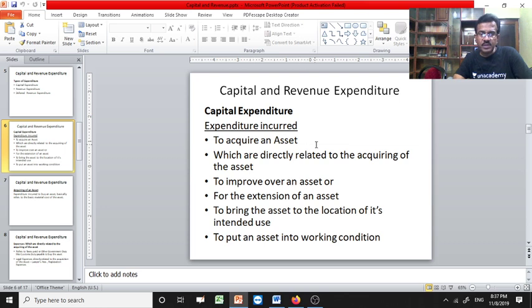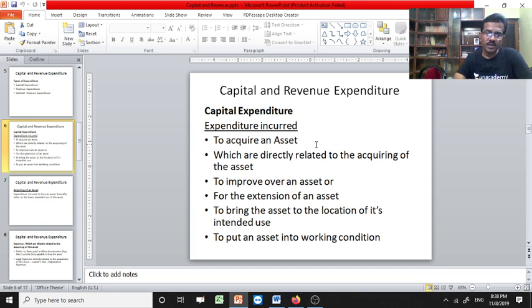Capital expenditure is expenditure incurred for any of these. Basically, capital expenditure is when you are spending some money to acquire an asset. Okay, it's related to an asset. Capital expenditure is expenditure related to asset acquisition, and other related expenses incidental to the asset acquisition or improvement of its capacity. So these are the situations when you consider your expenditure as capital expenditure.